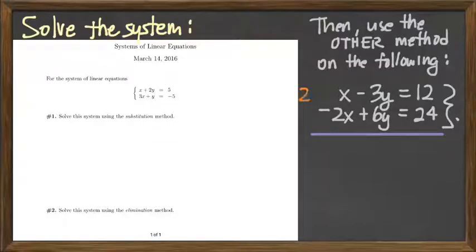Multiply the first equation by 2. Great. If I multiply the first equation by 2, then x becomes 2x, minus 3y becomes minus 6y, and 12 becomes 24. And now that I've multiplied that first equation by 2, I've set myself up so that when I add these two equations together, lo and behold, my x's go away.